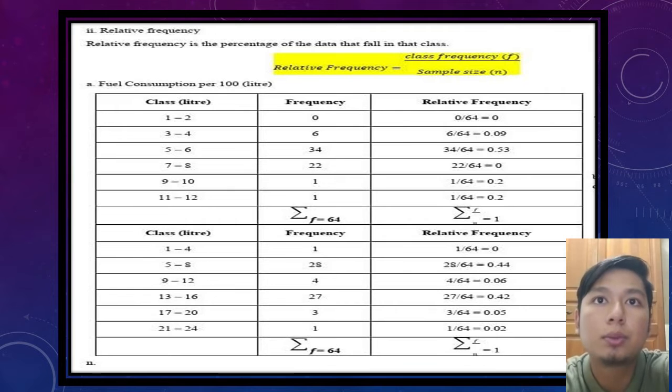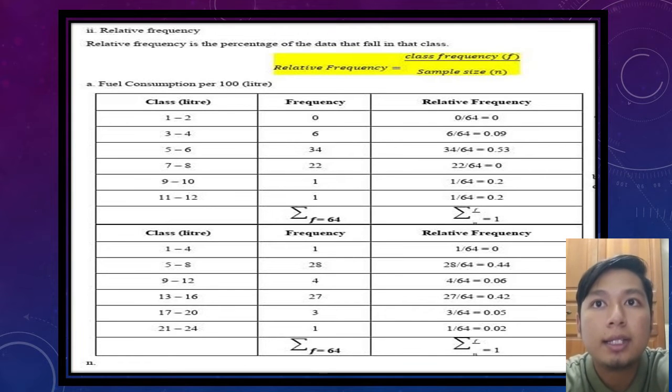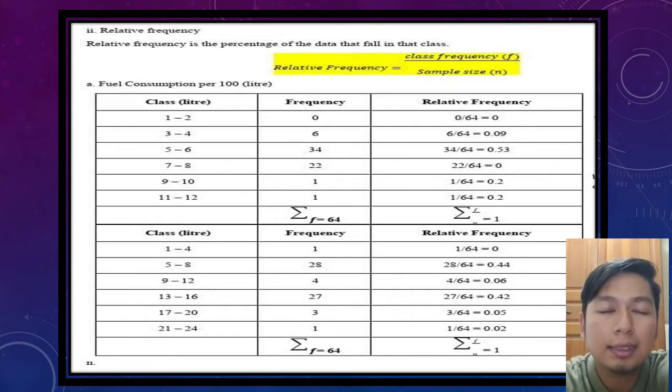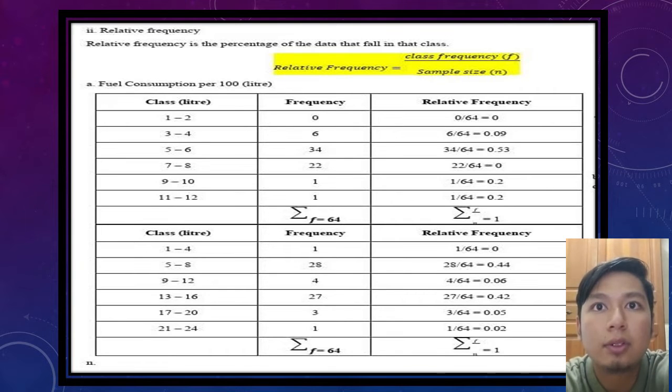And now we go to relative frequency, which is the percentage of the data that falls in that class. We have a formula here that we use. Relative frequency equals class frequency divided by sample size, which is n. According to slide number 7, you can see this data. They have fuel consumption per 100.